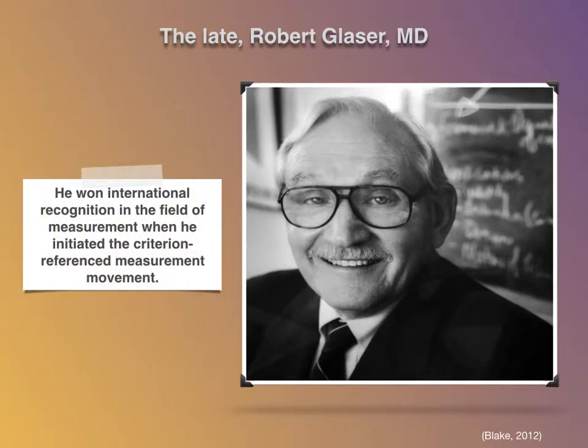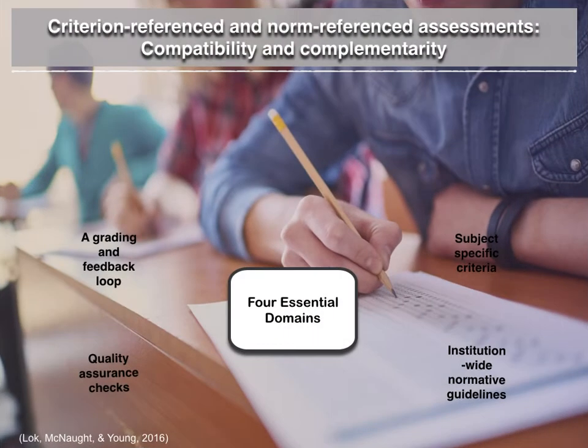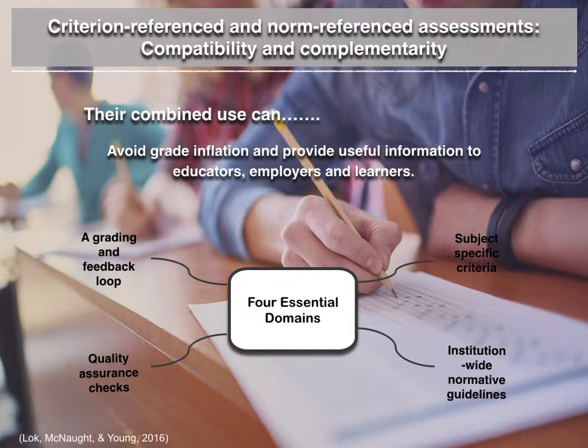Now, this is the late Robert Glaser. He was a psychologist and he initiated criterion-referencing measurement in 1963. The measurement measures not just what students knew, but how well they were learning.